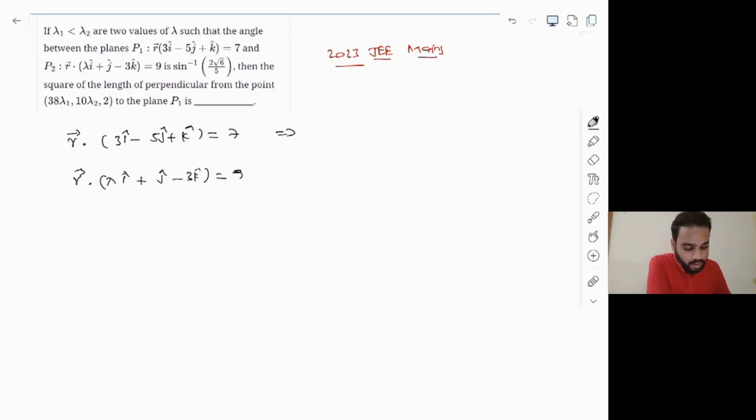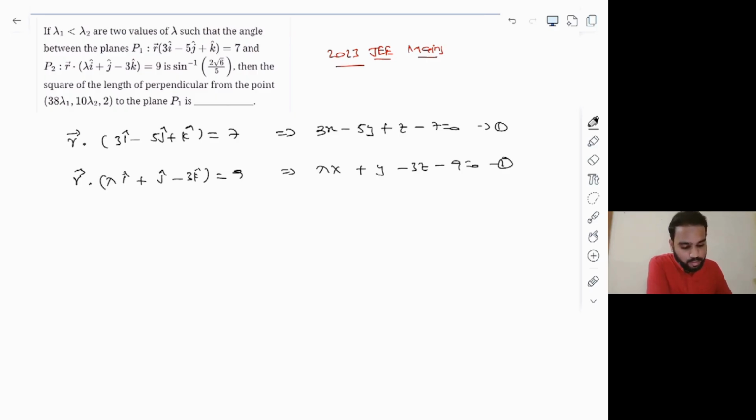I told you that trick also, right? So what's the plane equation in the first case? It is 3x minus 5y plus z minus 7 is equal to 0. And from the second vector form, I can write down the plane equation as lambda into x plus y minus 3 into z minus 9 is equal to 0. So you have both the plane equations here.